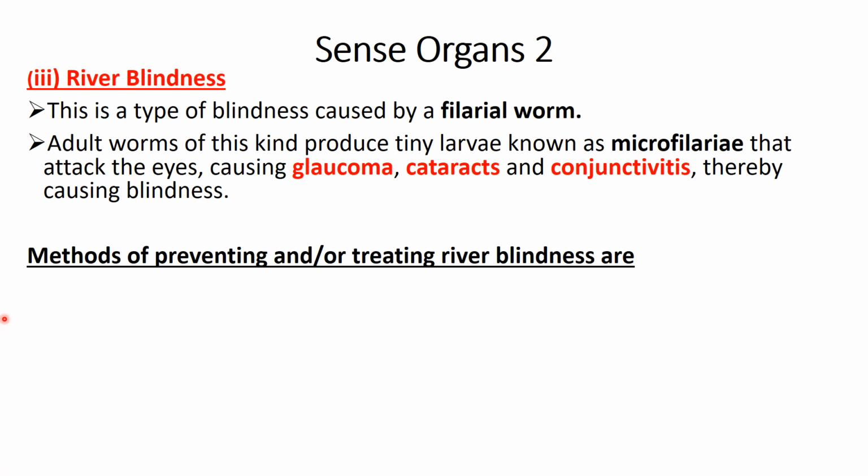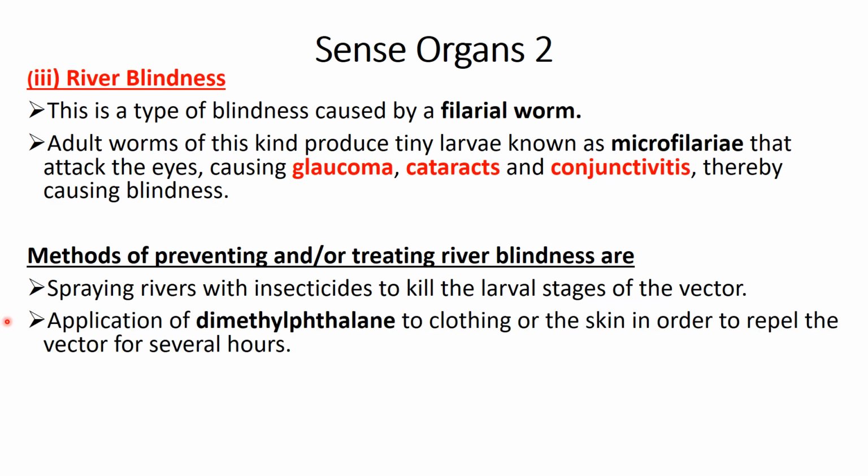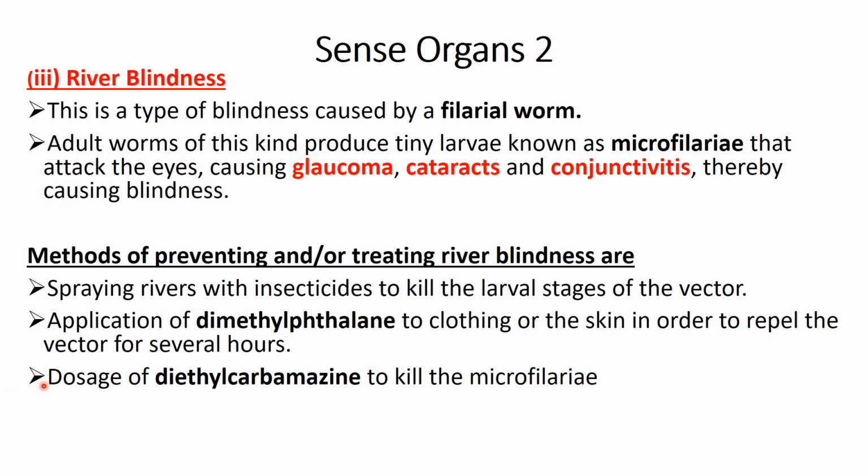So here are some methods of preventing or treating river blindness. First, we can spray rivers with insecticides to kill the larval stage of the vector. We can also apply dimethylphthalate to clothing or the skin in order to repel the vector for several hours. When applied to your skin or clothing, the vector is going to keep away. We can also use dosages of diethylcarbamazine to kill the microfilariae. This chemical kills the microfilariae.